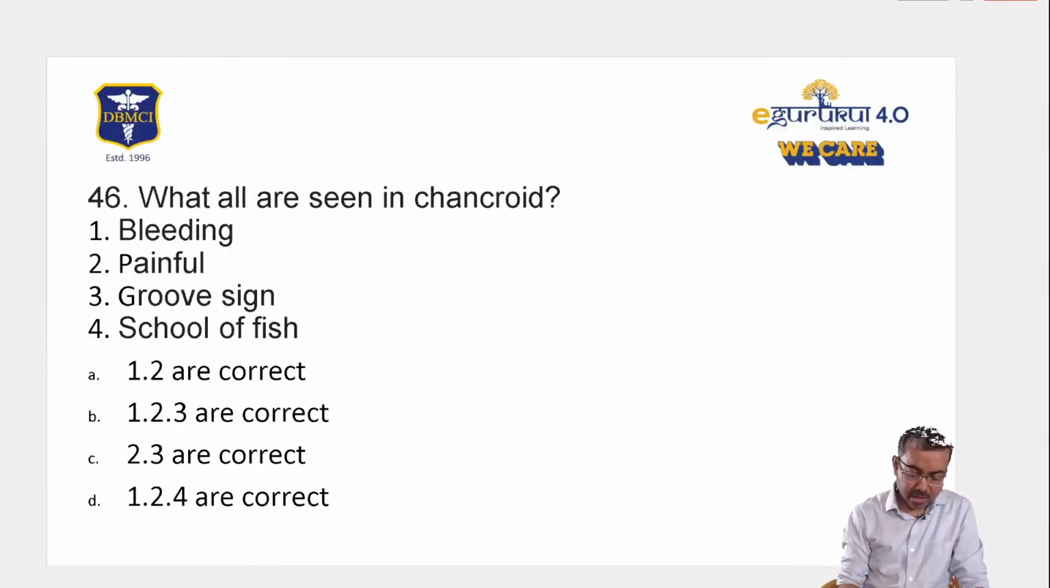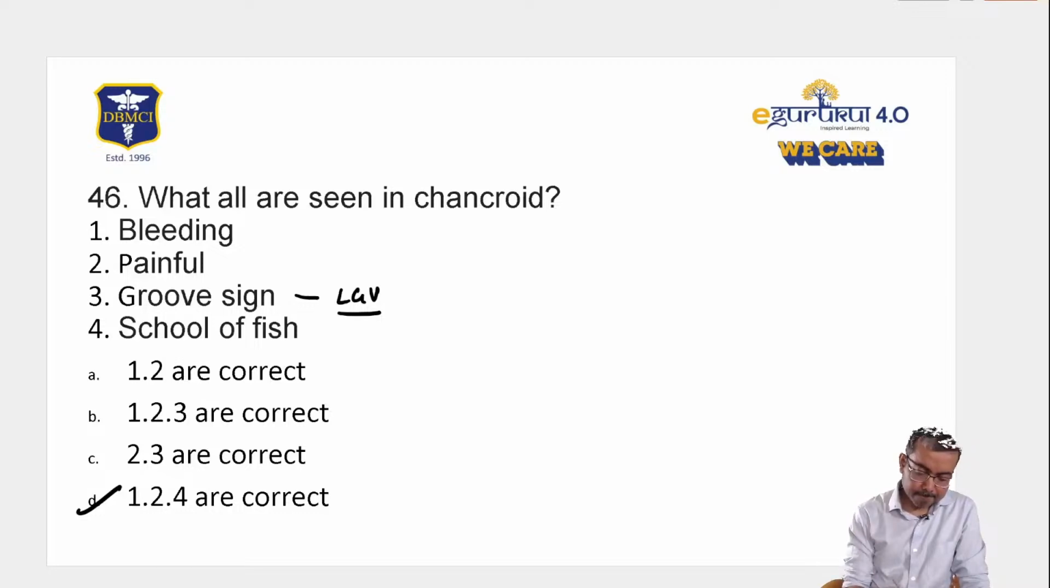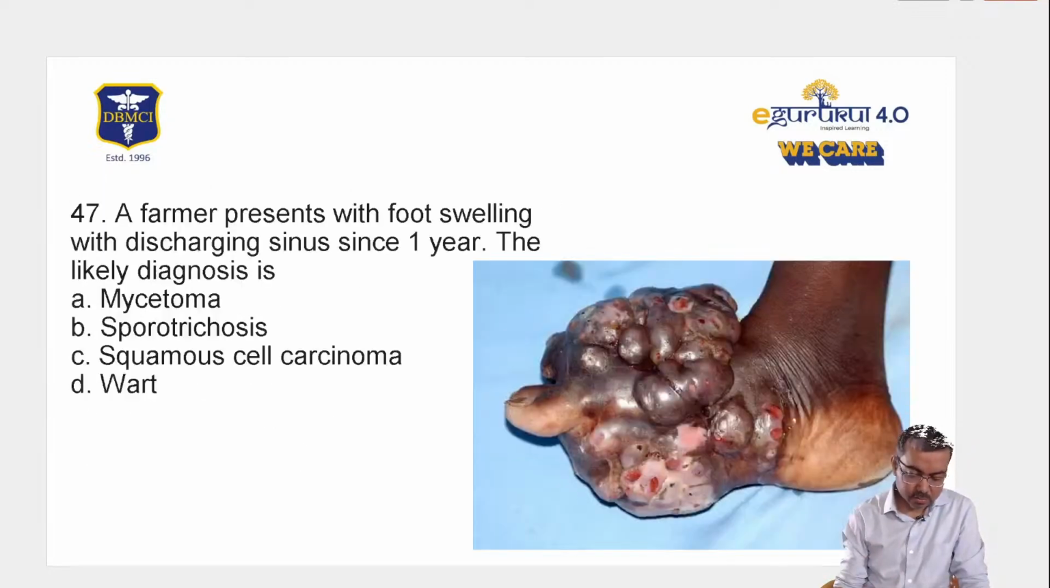What all is seen in chancroid? Bleeding, painful, groove sign, school of fish. Now typically the groove sign is seen in LGV, lymphogranuloma venereum. So the answer is 1, 2 and 4. Clear? We have done this, so we'll not discuss this too much.